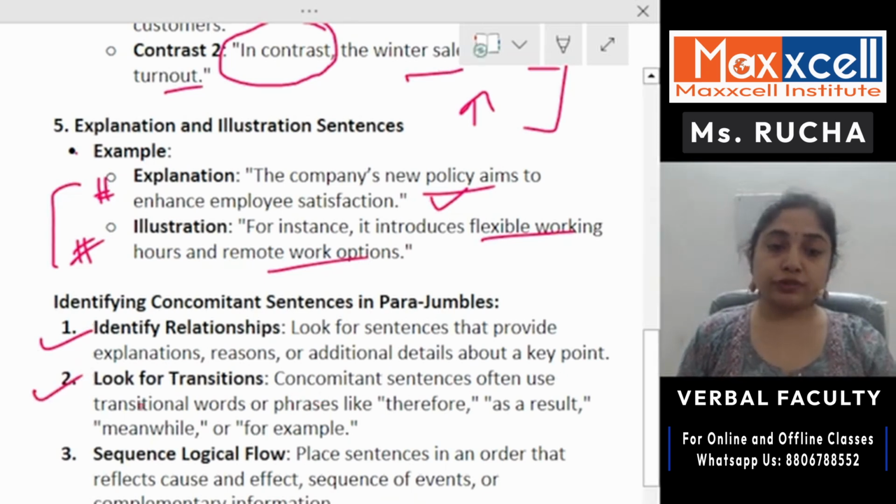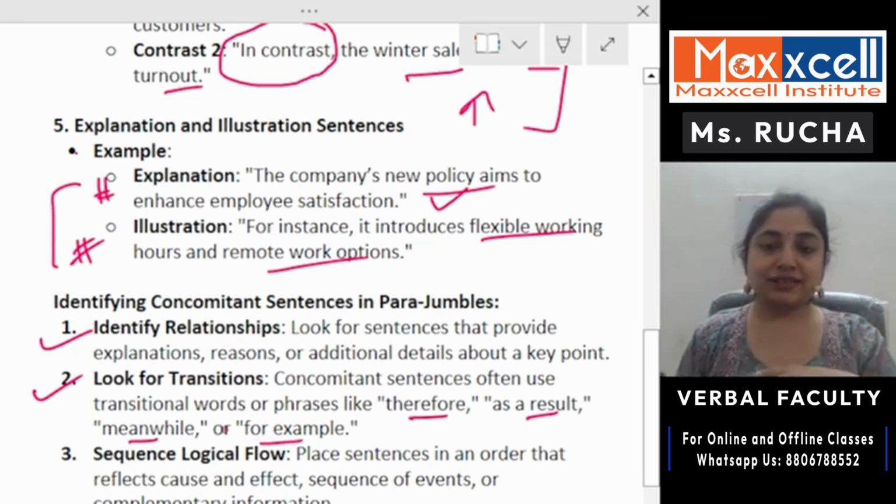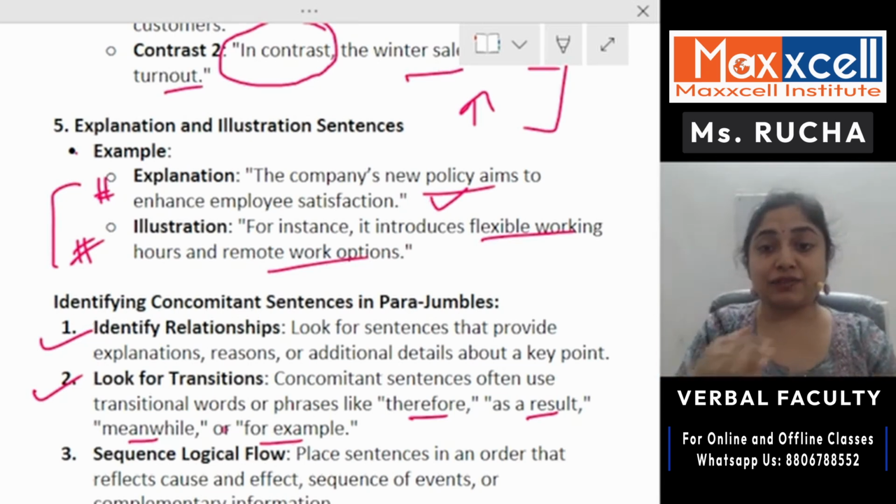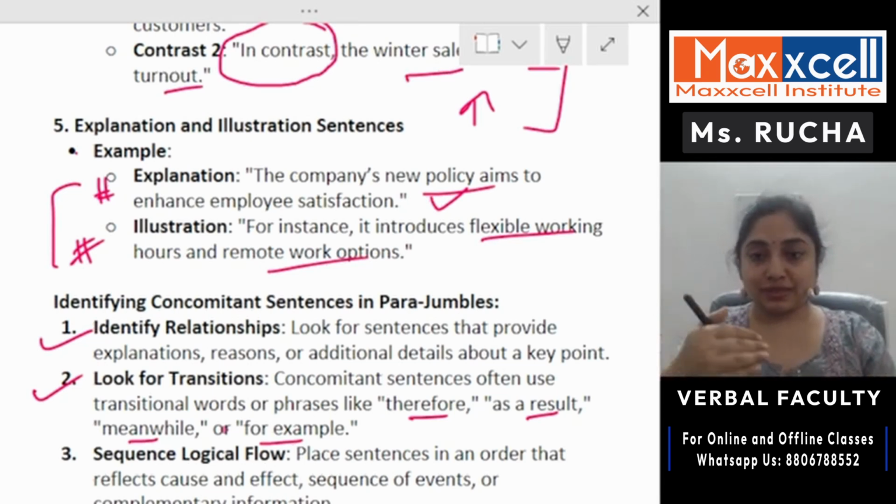Concomitant sentences often use transitional words or phrases like therefore, as a result, meanwhile, for example. So when you see such hints, this gives it out in a very obvious way, right? That something before that happened, and that is the reason we are using transition, connecting words. Otherwise, why would you use connecting words?